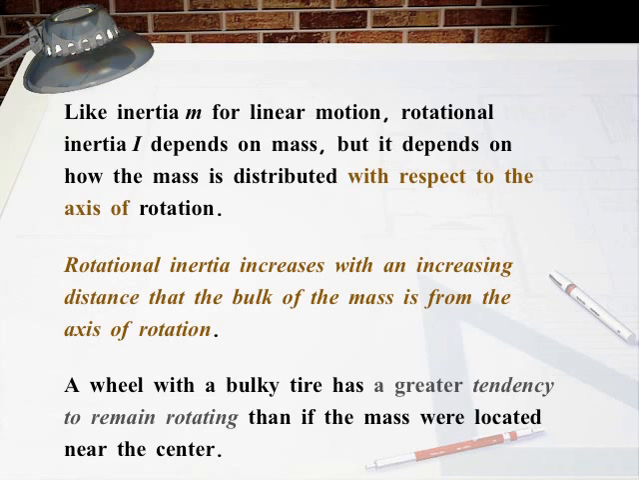A shape can have a different value for I depending on the axis that it's rotated about. For example, our dumbbells can be rotated about the center or rotated about an edge. Which is the greater value of I? The dumbbell rotated about an end or about its midpoint?